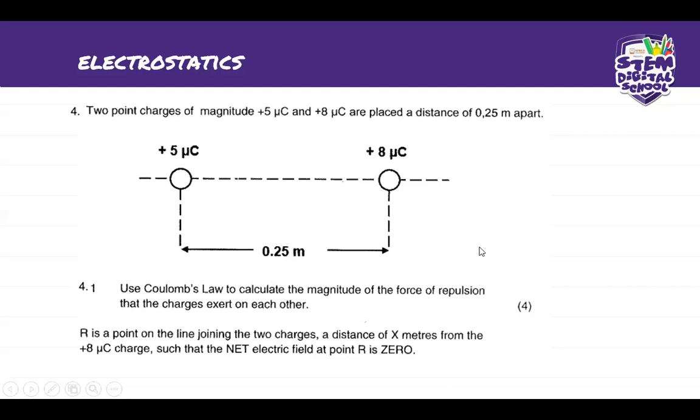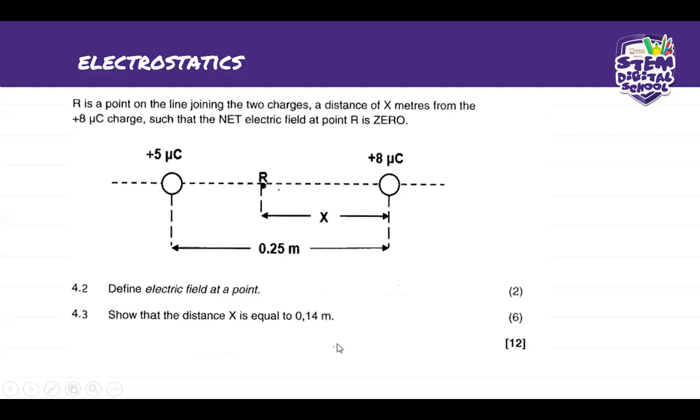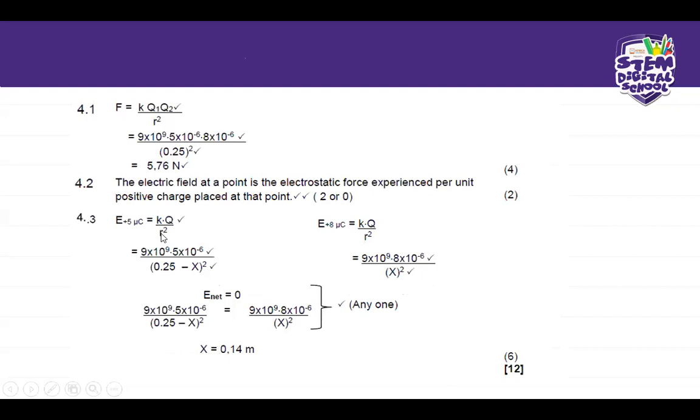But if you understand your concepts and why it can be a force of repulsion, then you will understand that all you have to do is just calculate the force using Coulomb's law. Okay. So they say R is a point on a line. Let's do number 4.1. So here we have it.